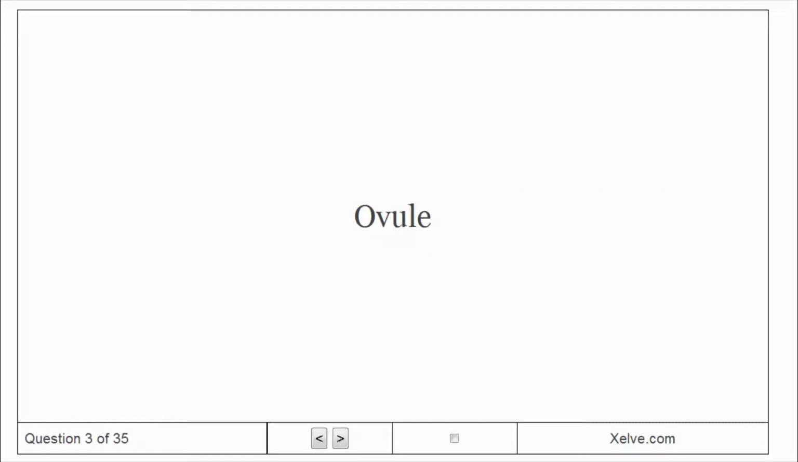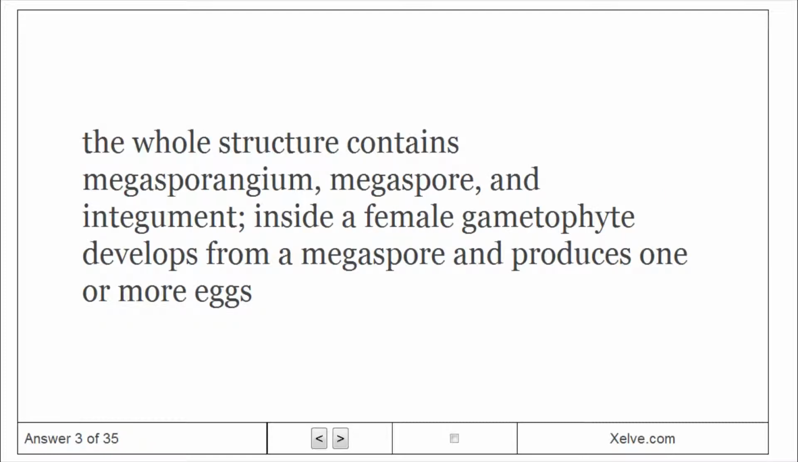Ovule. The whole structure contains megasporangium, megaspore, and integument, inside a female gametophyte. Develops from a megaspore and produces one or more eggs.